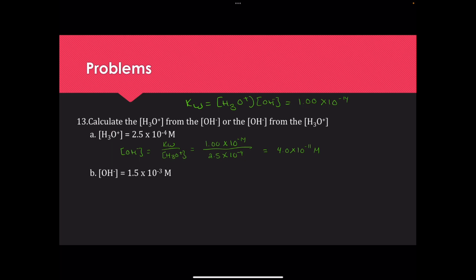Now, if I have hydroxide and I'm looking for hydronium, I can rearrange my equation. My hydronium will equal Kw over hydroxide. So 1 times 10 to the negative 14th over 1.5 times 10 to the negative 3rd. That will give me a hydronium concentration of 6.7 times 10 to the negative 12th molar.